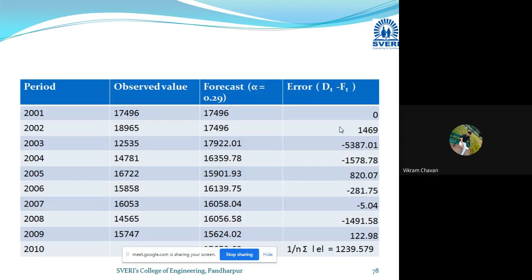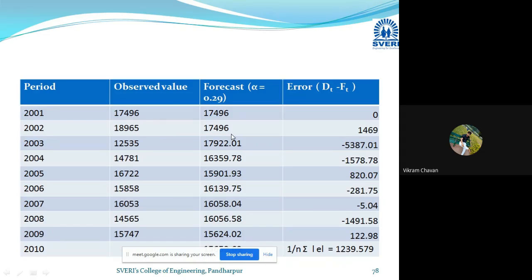Shall we move ahead? Are you getting the same answer, 1,469? Okay. Now we have to calculate the forecasted demand for the year 2003. We have the actual demand, but we have to calculate the forecasted demand for the year 2003. For that purpose, we require the last year's actual demand and forecasted demand. These two values are with us: 18,965 and the forecasted demand of 17,496.